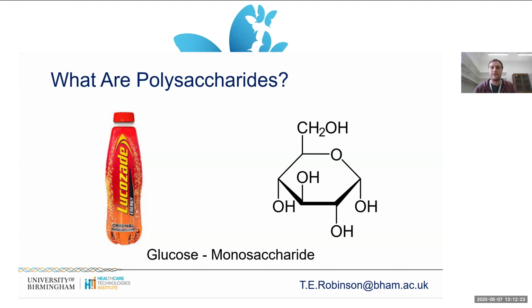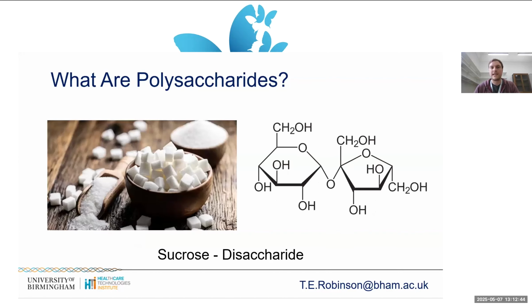Hopefully a lot of you will be familiar with glucose. That is the main fuel that the body uses for energy at the end of the day. Sports drinks like Lucozade have lots of glucose in them because your body can use it incredibly quickly. That's a monosaccharide. It's just this single ring. Your body can break that down. Table sugar is a disaccharide. That is a glucose stuck to a fructose, and that makes sucrose, which is what table sugar is. Again, quite small. Your body can use that very readily.